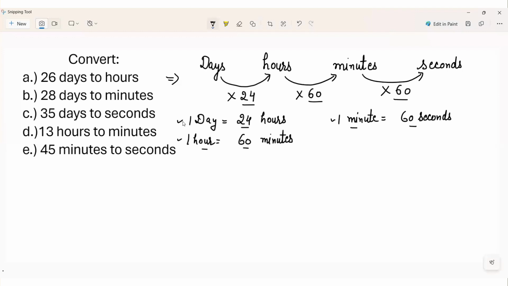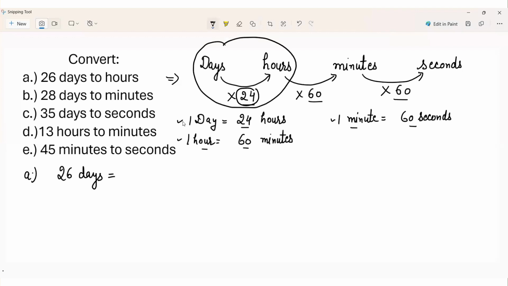Now, in the first part, it says we have to convert 26 days into hours. So whenever I have to do that conversion, I will see which number is mentioned for days to hours. So it's 24. That means if I have to convert days into hours, I will multiply 26 with 24. When I multiply 26 with 24, I will get 624 hours. So that's the answer for part A.